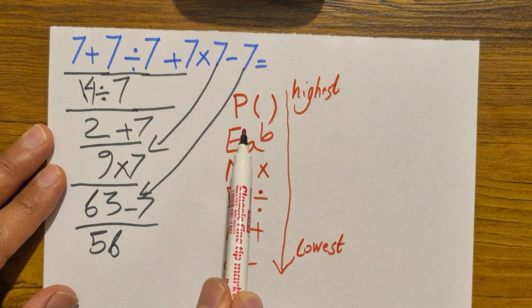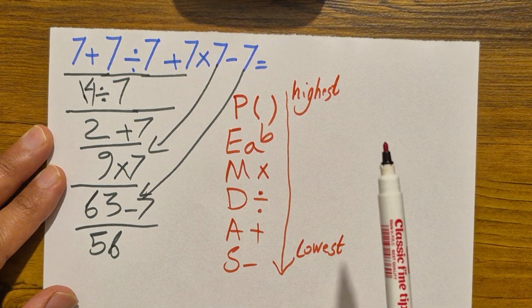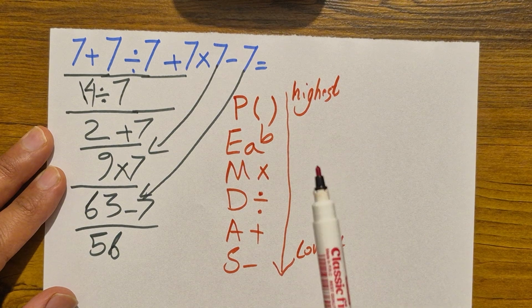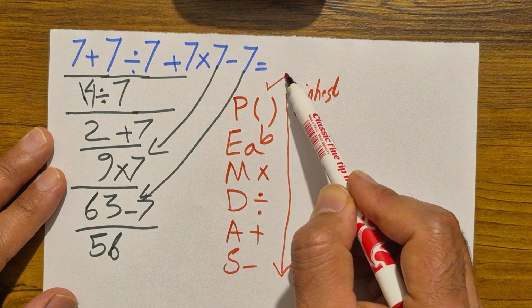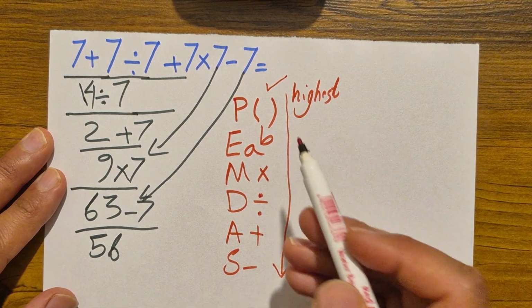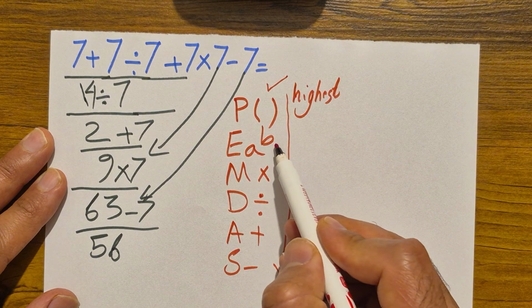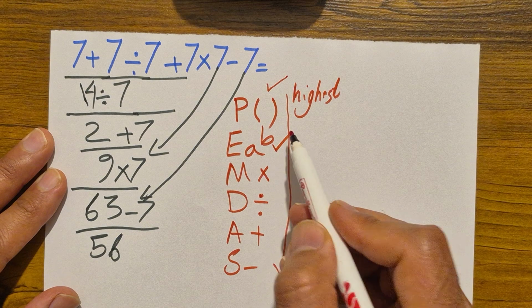If you have any parentheses, you must evaluate the parentheses at first, and then you should get rid of the parentheses. Once there are no more parentheses, you should go for exponents. If there is an exponent, you should evaluate the exponents next.